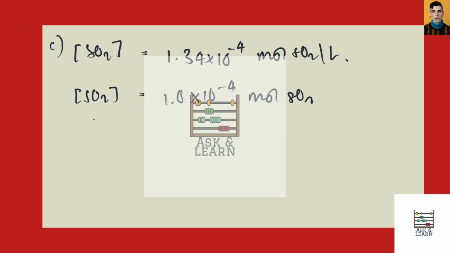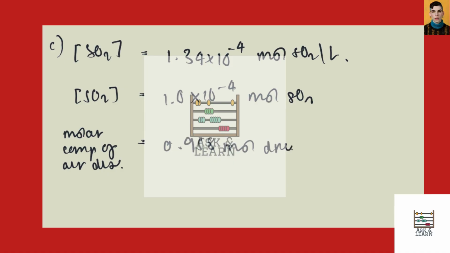And the molar composition of air dissolved is 0.958 moles of dry air per mole.